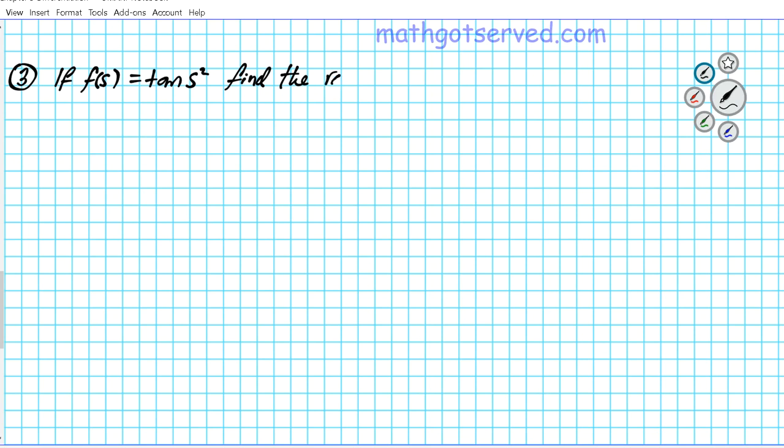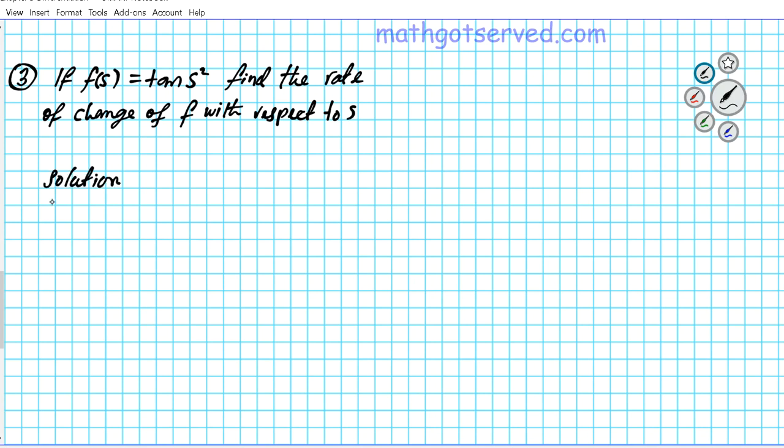Alrighty, let's take a look at number 3. So for question 3, if f of s is equal to tan s squared, find the rate of change of f with respect to s. Okay, so let's go ahead and do that.